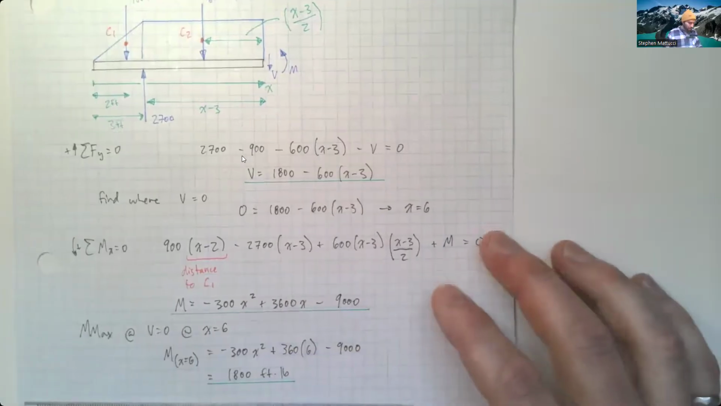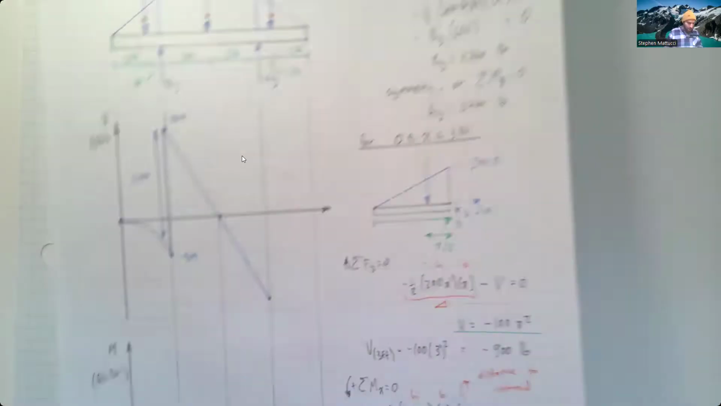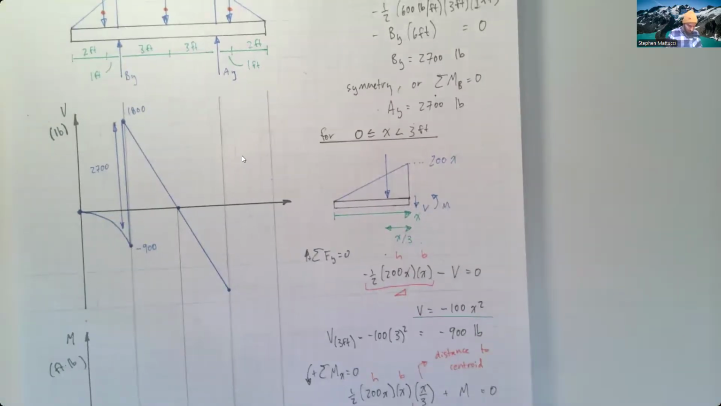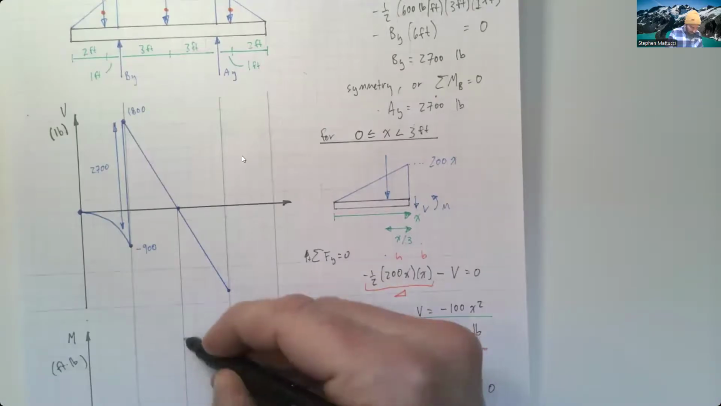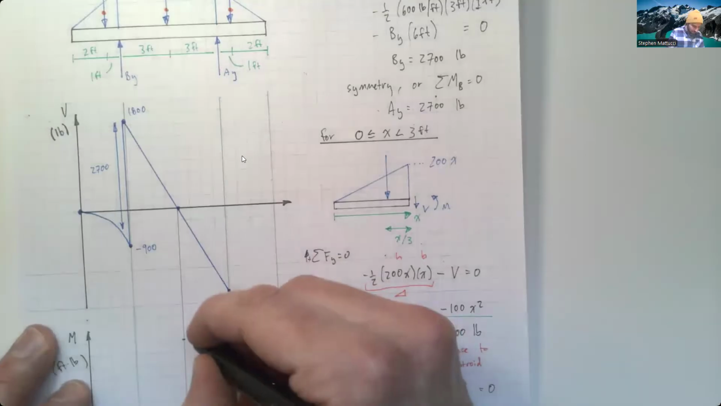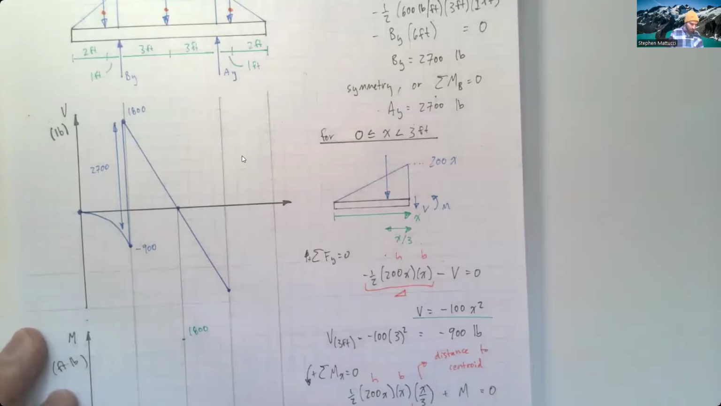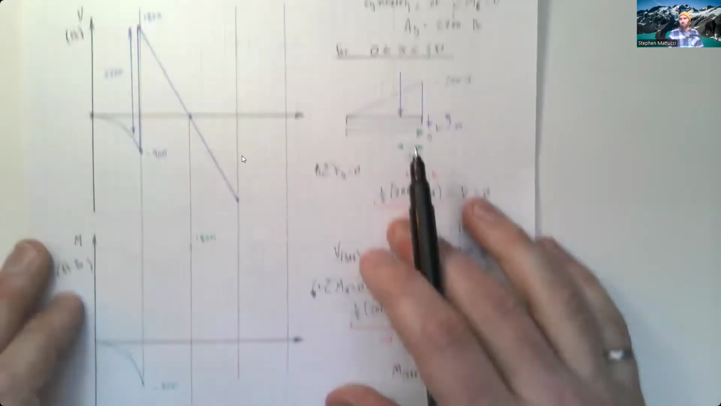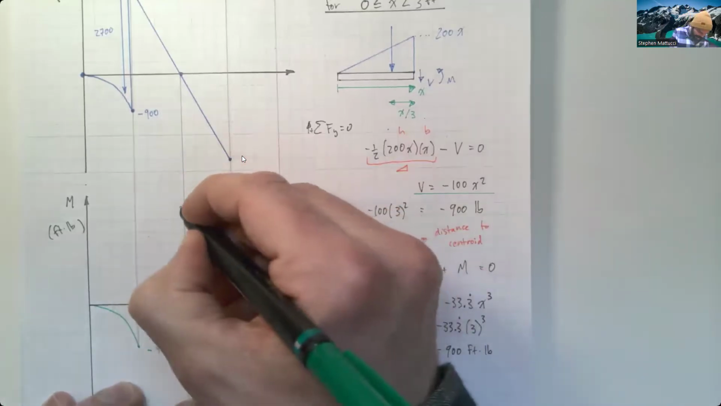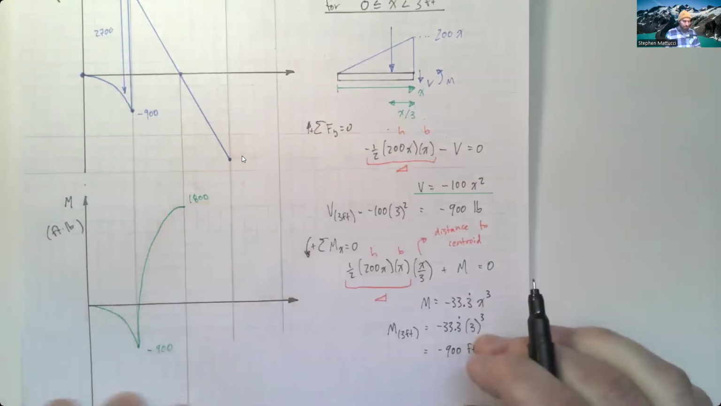So now that we know that this is our value at x equals 6, we can plot that on here. What did I say it was? 1,800 pounds. So we can plot that right here. Call this 1,800 pounds. So I know that this is going to be exponential as well, where this is going to be the max, and it's going to come down like that.